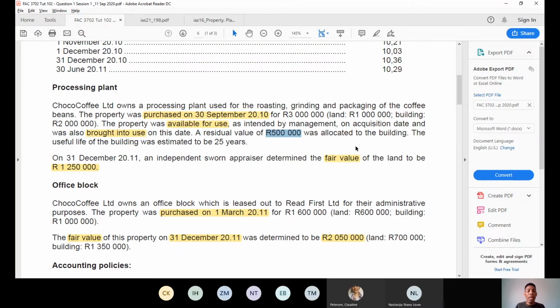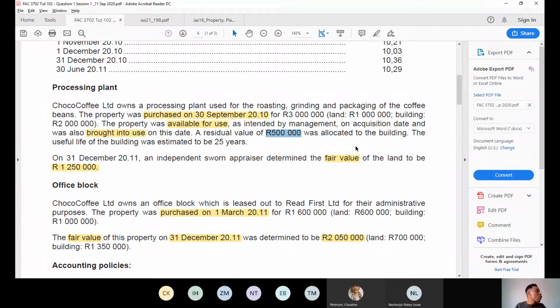Is the depreciable amount 2 million? Is it 1.5 million? Is it 500,000, or is it 0? So it is 1.5. That's correct. That's your depreciable amount.